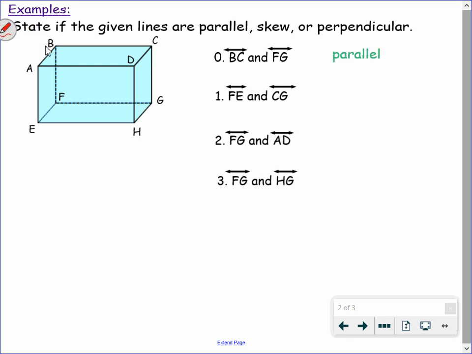Line FE. So line FE is on the floor here on our left. And line CG is at the front of the room on the right. So I've got it on the floor on our left and the front of the room on the right. It's kind of like me standing here with my left hand pointing forward and my right hand pointing up. Go ahead and do that.